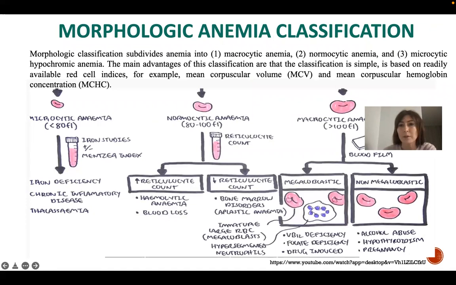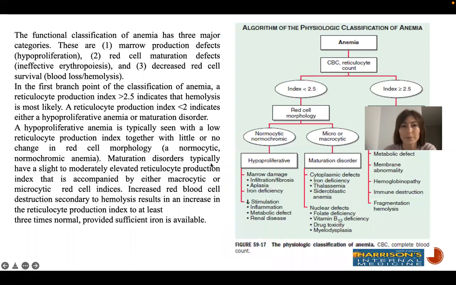Morphologic anemia classification. Morphologic classification subdivides anemia into macrocytic anemia, normocytic anemia, and microcytic hypochromic anemia. The main advantages of this classification, other than that the classification is simple, is that it is based on readily available red cell indices, for example, mean corpuscular volume and mean corpuscular hemoglobin concentration.